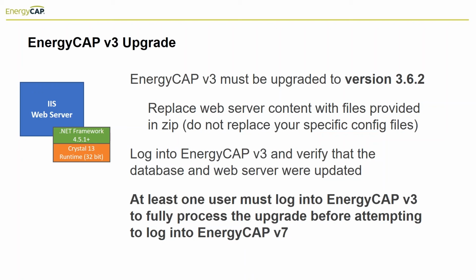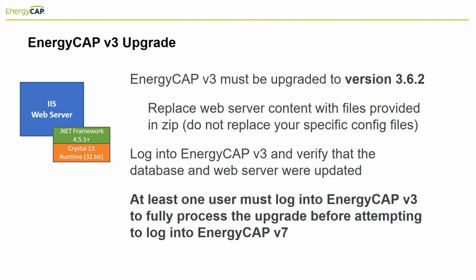It's important to remember not to replace any specific configuration files that you have configured for your environment, or to make a backup of those in advance so that you can reapply those changes to your web server. Once you've copied the installation files for 3.6.2 onto the web server, you can verify that the upgrade has been successful by logging into EnergyCAP version 3 as you have in the past. Once you've logged in, again, you can use the More tab at the top of the screen and About to look at the version of EnergyCAP 3 that you are running.